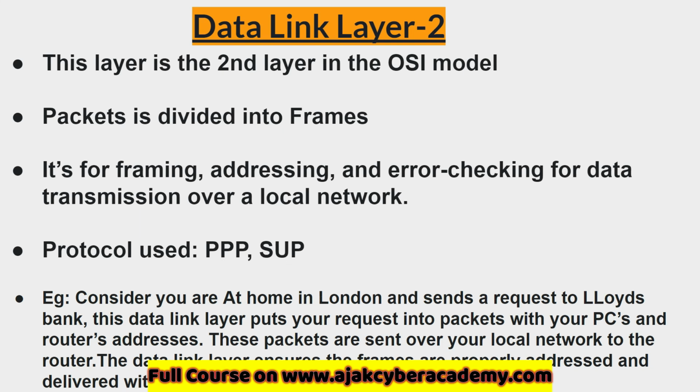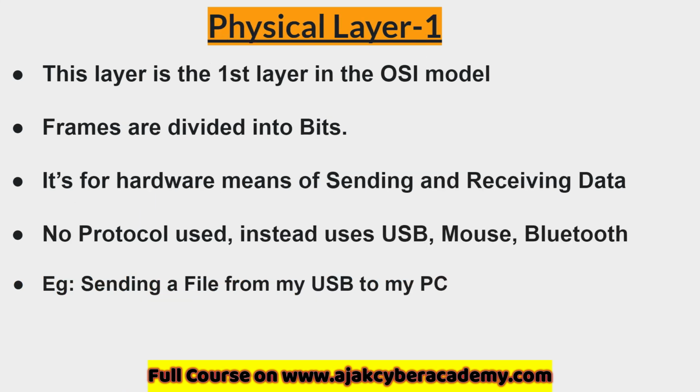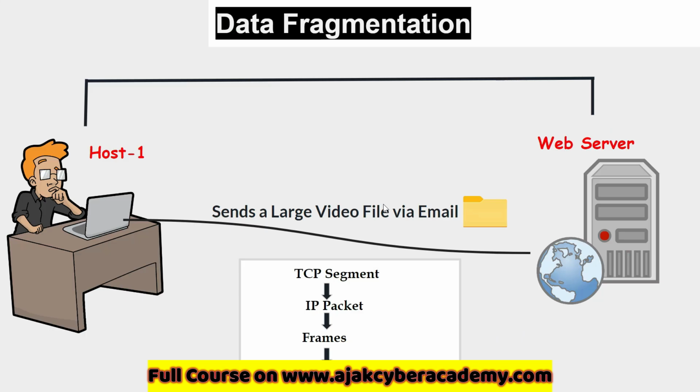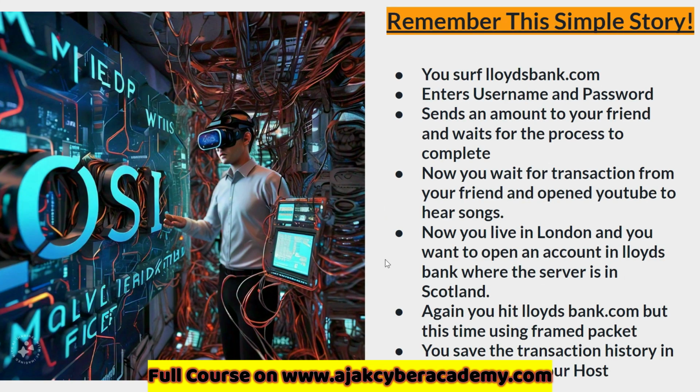Okay, so guys, the final layer, which is the first layer, is called the physical layer. This layer is the first layer in the OSI model, and here the frames are divided into bits. We can still see the storyline. You save your transaction history. You have just sent the amount, and you see the transaction history and save it in your USB drive using your PC, using your host.